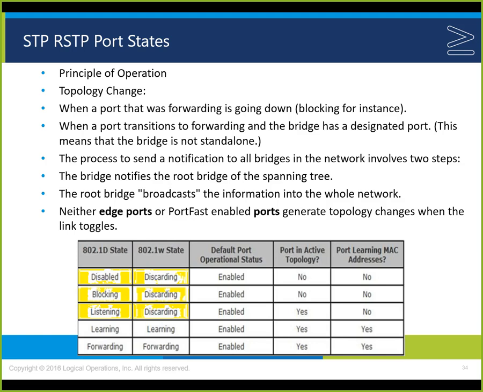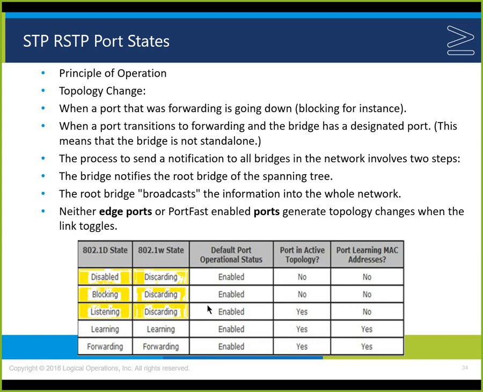So the 2 different ones here, 802.1d and 802.1w, the states. Disabled in 802.1d is going to be discarding in rapid. Blocking is going to be discarding. Listening is going to be discarding. Learning is learning, and forwarding is forwarding. And then the default port status operations, all of these are enabled. Port in the active topology: in the listening state, it is in the active topology. And the port learning MAC addresses: no, yes, and then yes as we go on down.